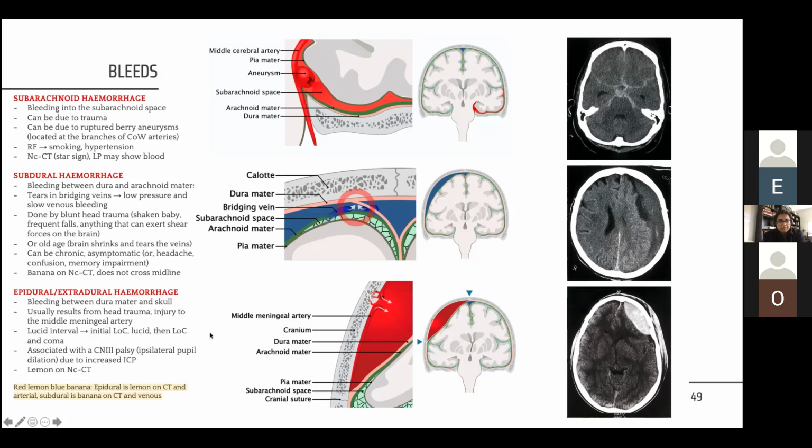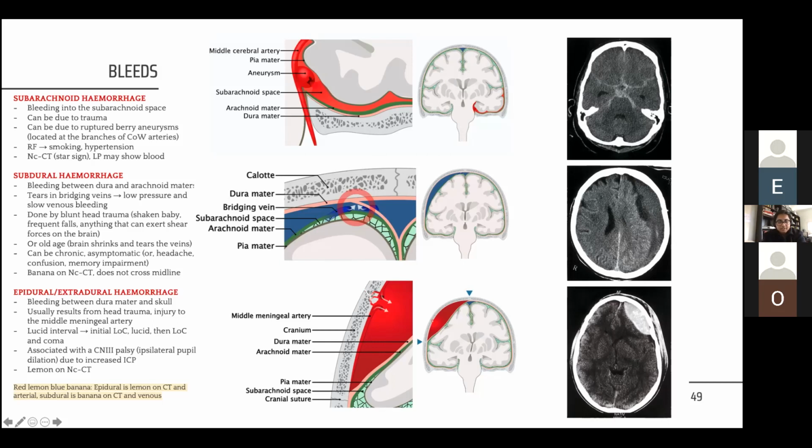So whoever gets hit in the head will lose consciousness, then wake up and act normal for a bit, and then lose consciousness again. So there's a lucid interval. And on non-contrast CT, it looks like a lemon.